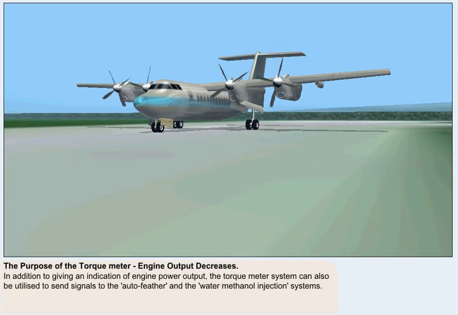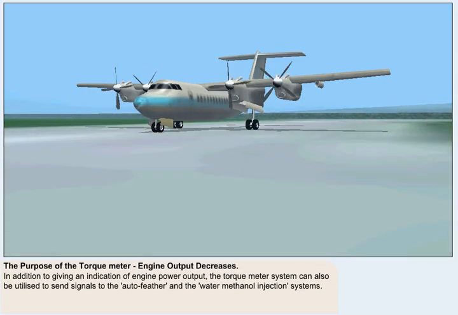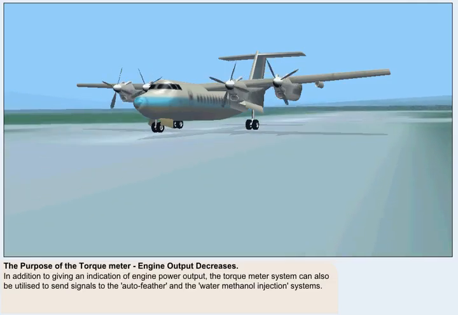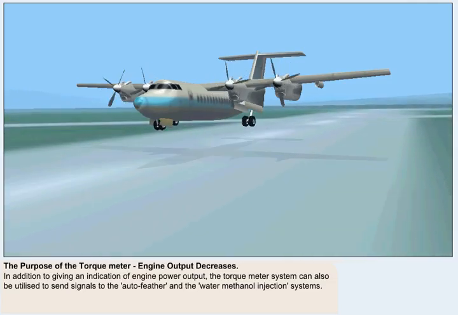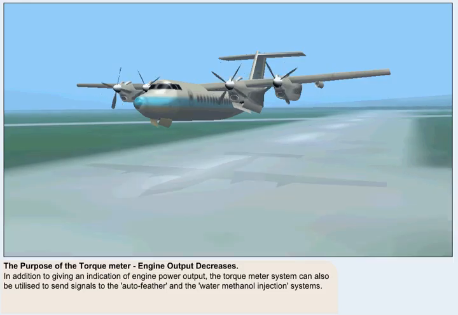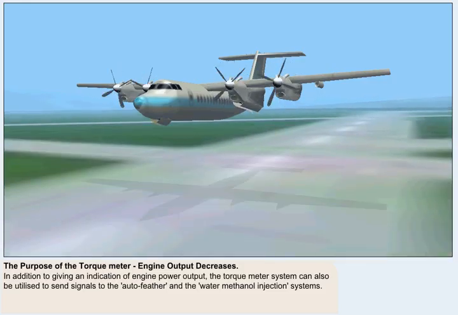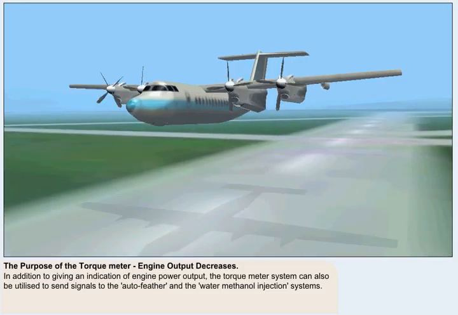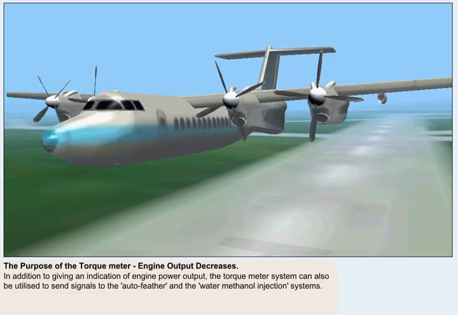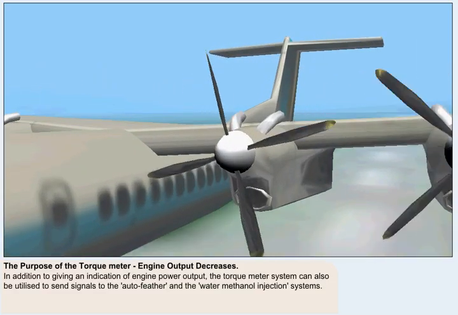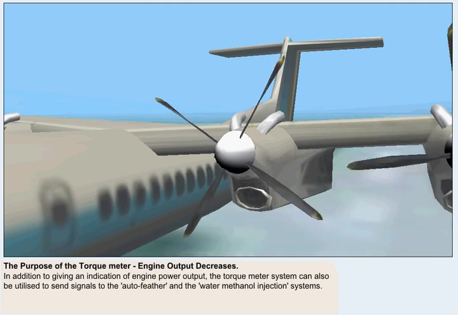In addition to giving an indication of engine power output, the torque meter system can also be utilized to send signals to the auto feather and the water methanol injection systems. The auto feather system, as its name implies, will automatically feather the propeller of a failed engine. This is particularly important if the failure occurs on takeoff.